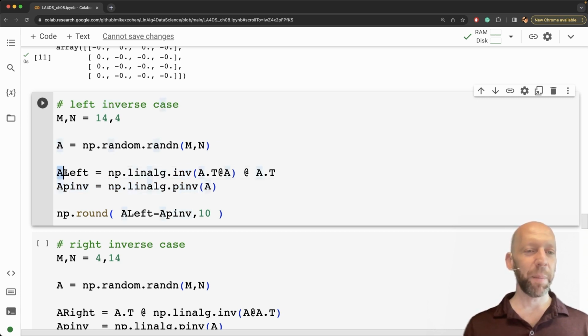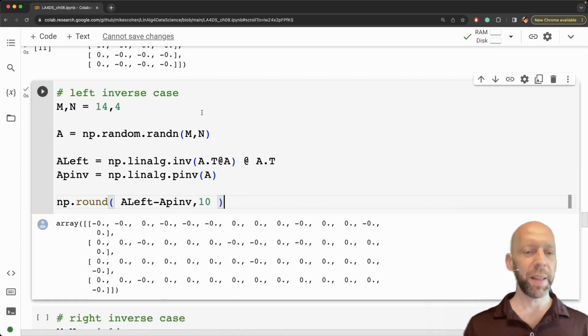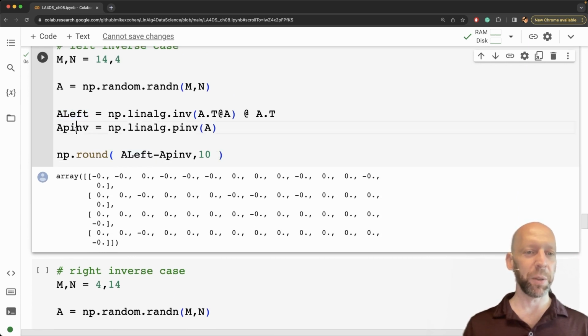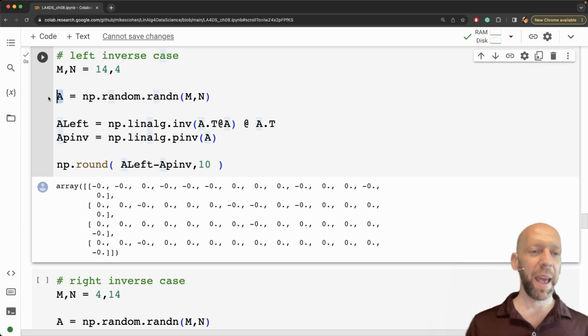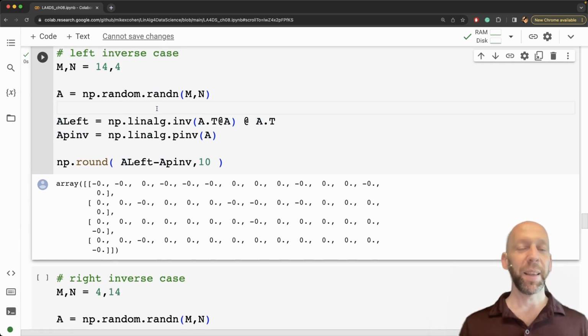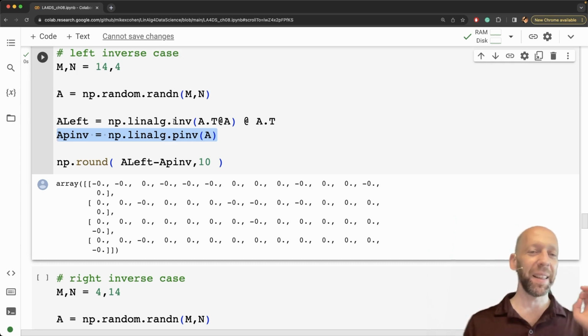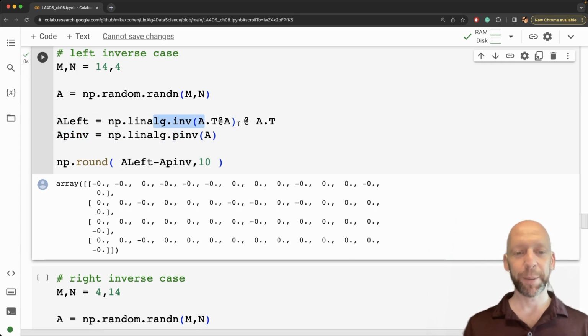Okay, so we have A left here and a pseudo-inverse over here. And again, we are just going to subtract these two matrices and find that they are zeros. Now, these are not square matrices. This is actually a wide matrix, and it multiplies this tall matrix A to give us the identity matrix. The important point here is that we used the Moore-Penrose pseudo-inverse to compute exactly the left inverse of this tall matrix.